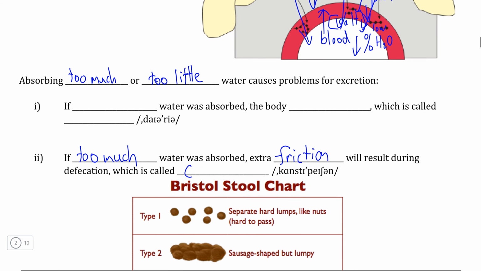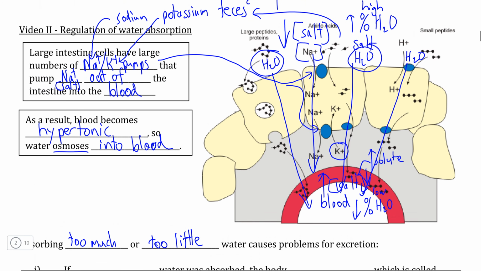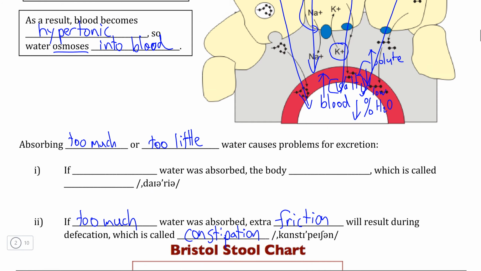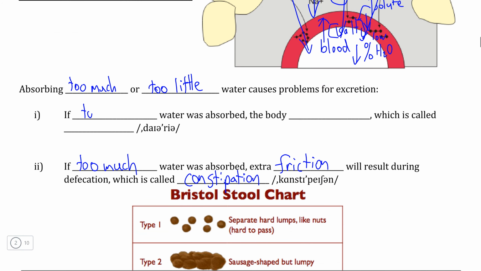And this is actually a medical condition that we call constipation, which results when too much water is transferred from your large intestine into the blood, causing feces to become overly dry and therefore more difficult to pass due to extra friction. Now, you would think that the opposite problem is much better to have, but the opposite problem is actually even worse.